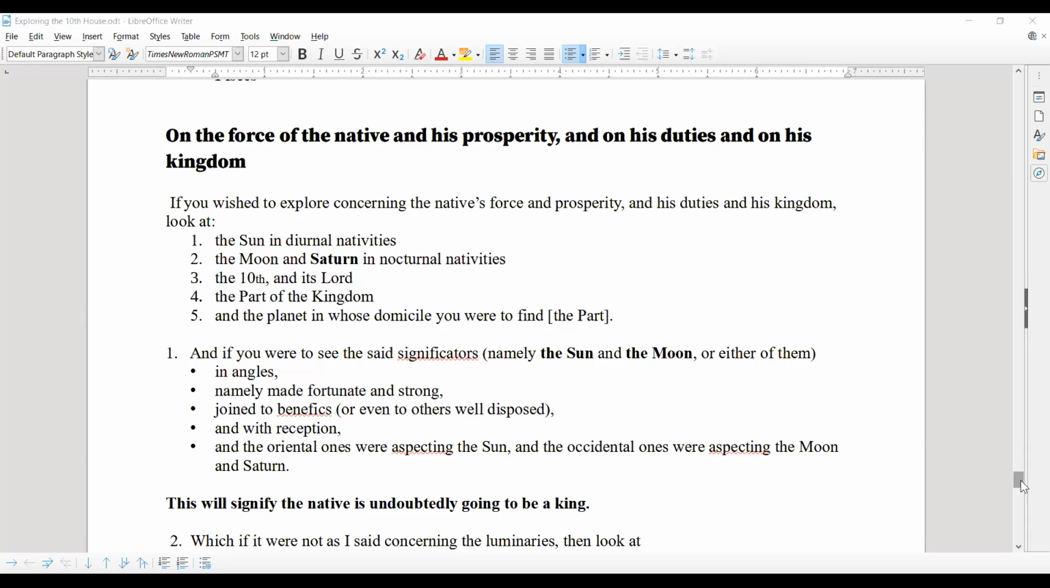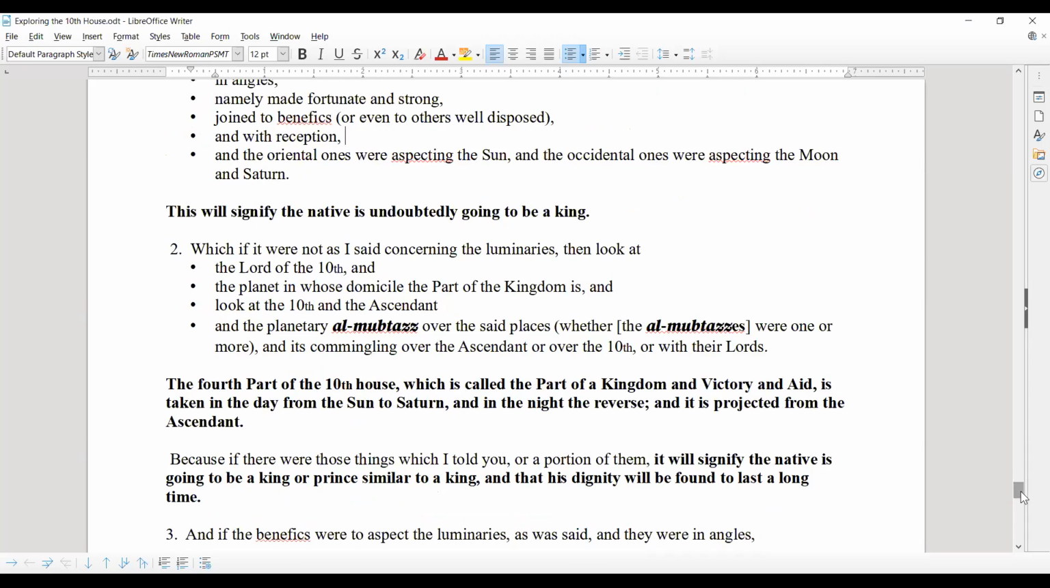Okay, so that's the native going to be a king. So if the luminaries are not in the angles, we finally use the lord of the 10th and the planet in whose domicile the part of kingdom is, and look at the 10th and the ascendant, and the planetary al-Muqtas over said places. Now, did you see that? Remember we talked about al-Muqtas, or al-Mutant, which means winner or victor. We were looking at somebody's chart who had Venus at 1 degree Pisces, and she was the winner over Jupiter, because she had 9 points and Jupiter had 5. That's what they're talking about when they say al-Muqtas or al-Mutant, the planet who's the winner.